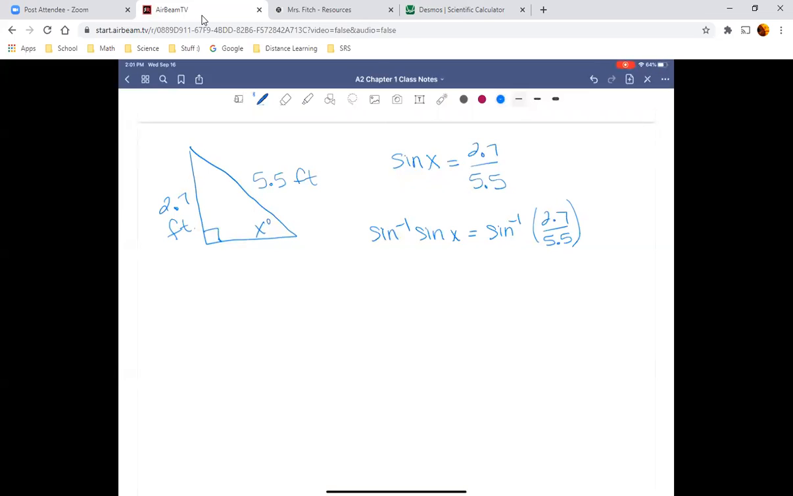So anything times its inverse is 1, so that makes that whole piece go away. So that's how you technically get your x all by itself. So the inverse is 2.7 over 5.5.